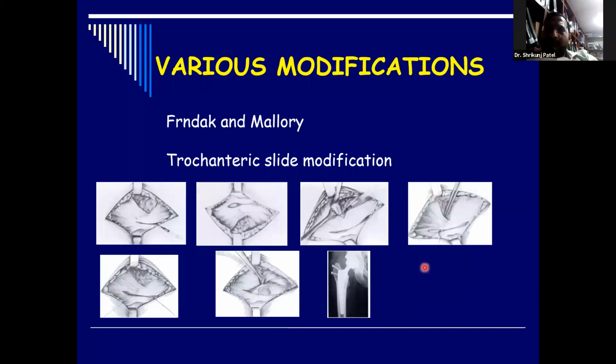Okay, so these are the various modifications I told you. Trochanteric slide modification, Frank Dyke and Morley are all various varieties of them, but these are nothing but modifications of the Harding approach, keeping half, keeping one third, whether you take a large piece of trochanter or a sliver, and then either fix it with a suture, or you can put in 2 screws if required.